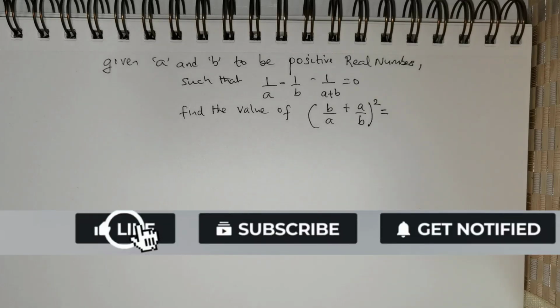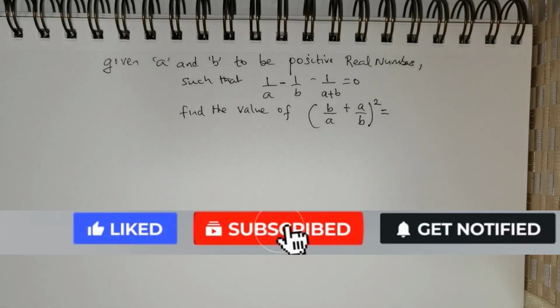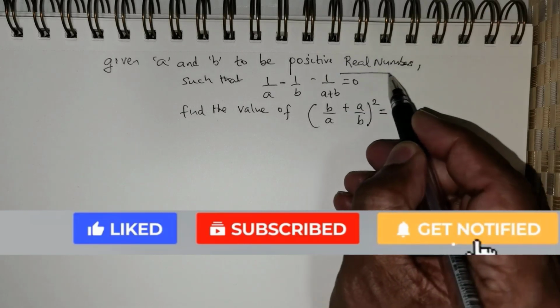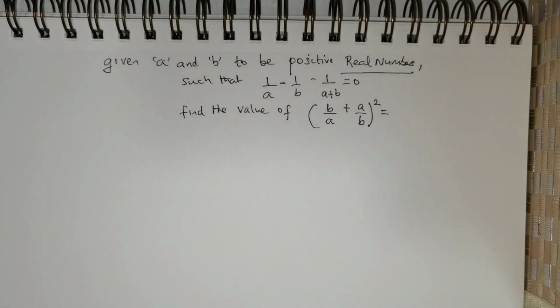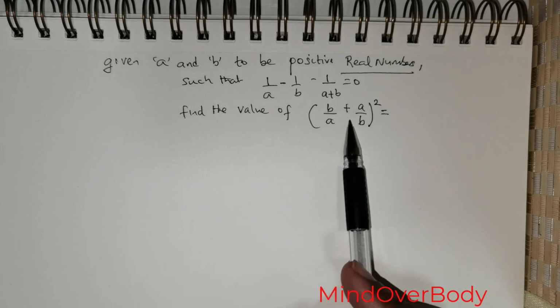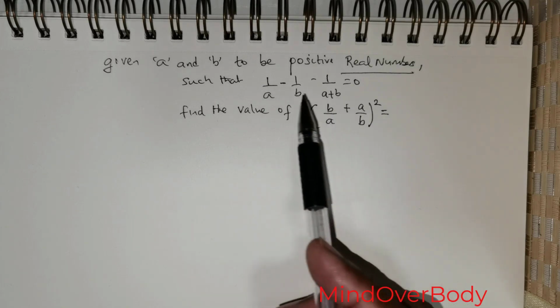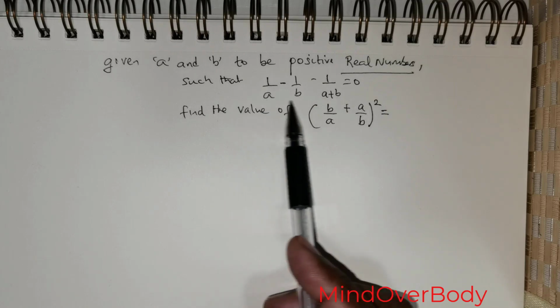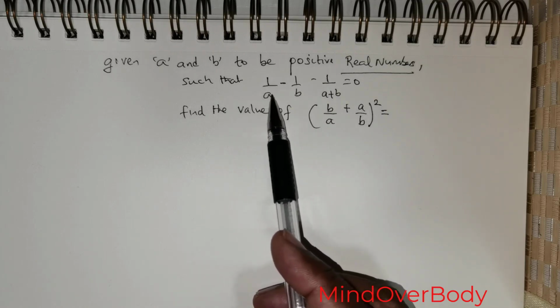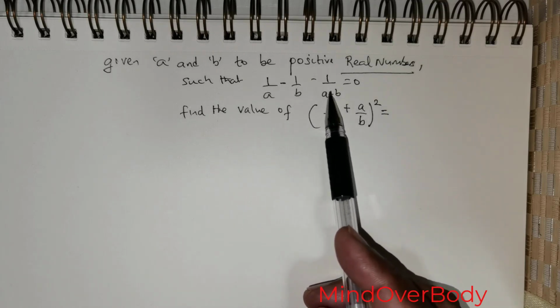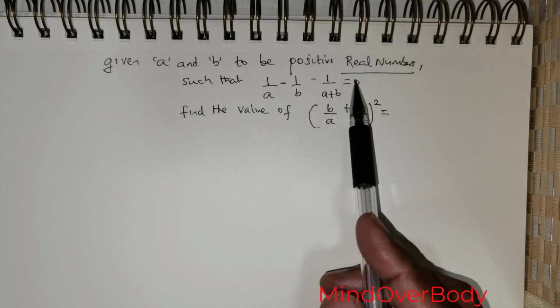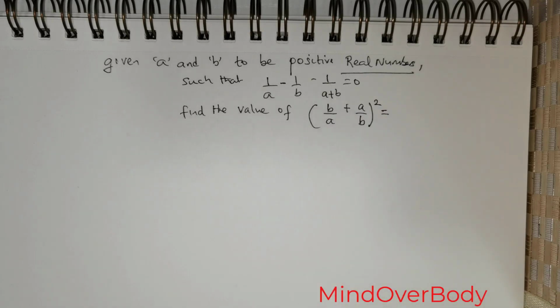Students, we are given this question: given that A and B are positive real numbers. That is the very important point. They are positive real numbers. You are expected to find the value of (B over A + A over B) raised to the power of 2. However, you have an equation, 1 over A − 1 over B − 1 over (A + B) is equal to 0, and A and B are said to satisfy that.